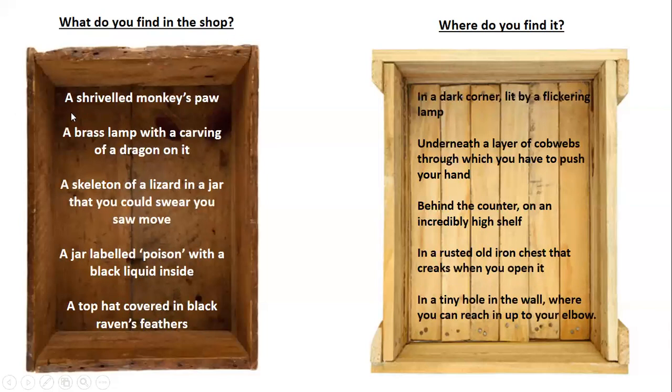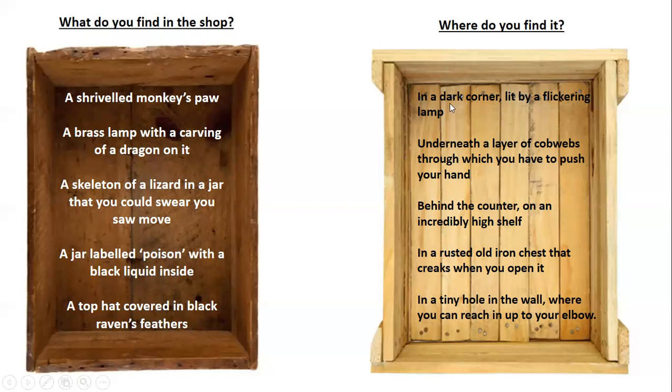So rather than just a monkey's paw, it's going to be a shriveled monkey's paw. I think that adds a little bit to it. Rather than just a brass lamp, I've said it's a brass lamp with a carving of a dragon on it. Just adds that bit extra. A skeleton of a lizard in a jar. Yep, but I've also had that you could swear you saw move. So something a little bit strange about that. A jar labeled poison with a black liquid inside. A top hat covered in black raven's feathers. So not just a top hat, but it's covered in these raven's feathers all over it.